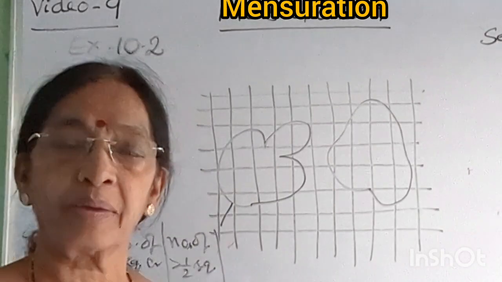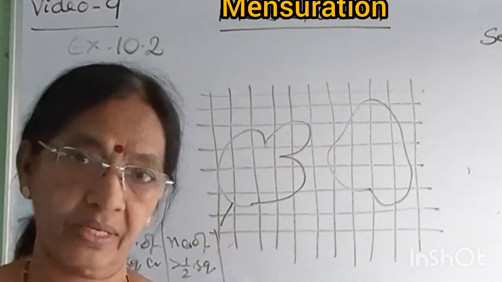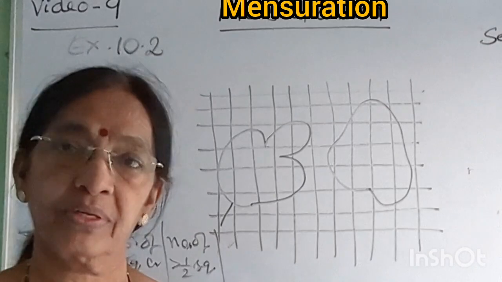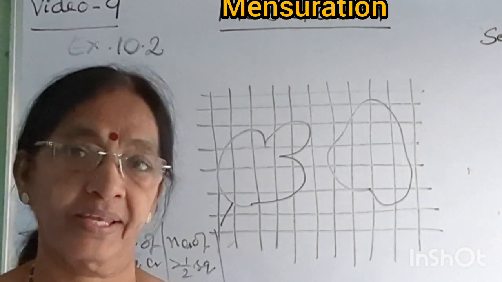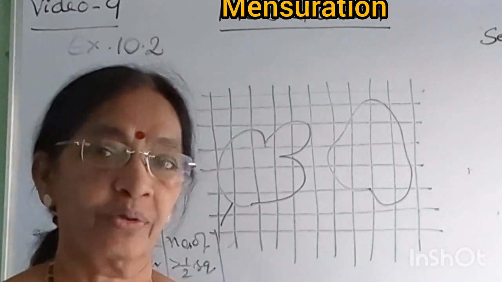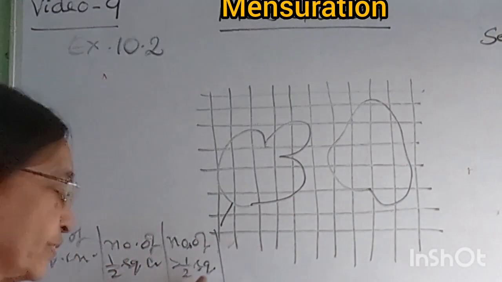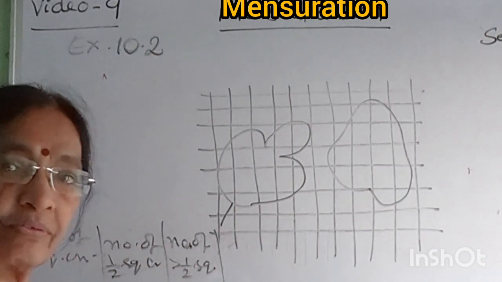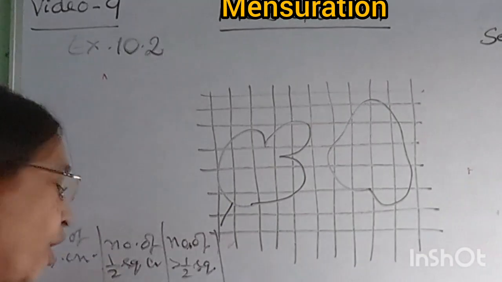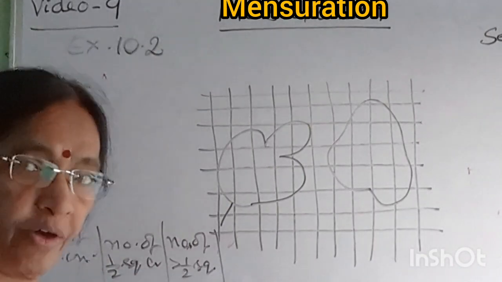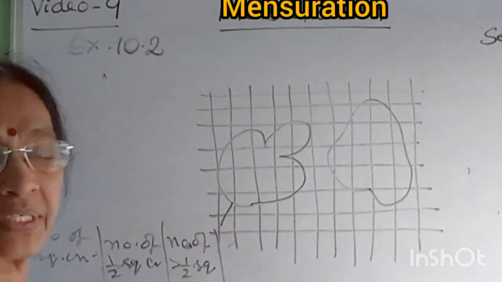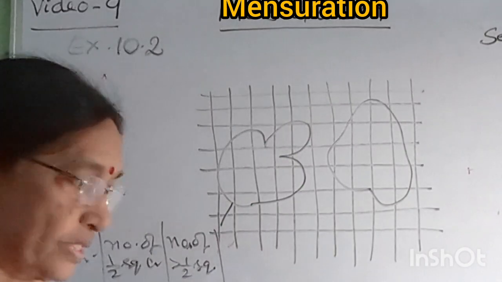We do not need the number of less than half square centimeters because we neglect them. Less than half square centimeters we neglect. Only the greater than half square centimeter is taken as 1 full square centimeter. Half square centimeter is taken as half square centimeter. Full square centimeter is taken as full square centimeter.